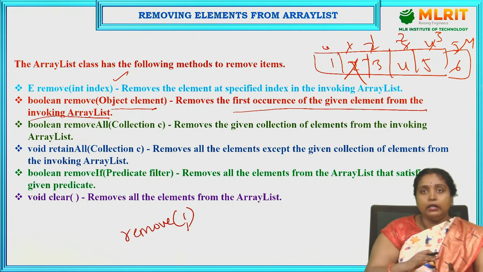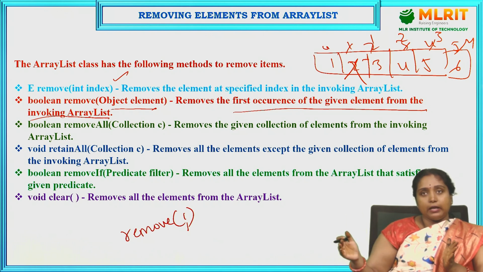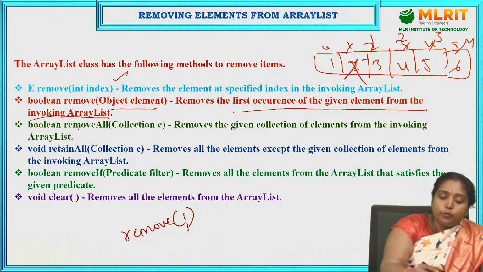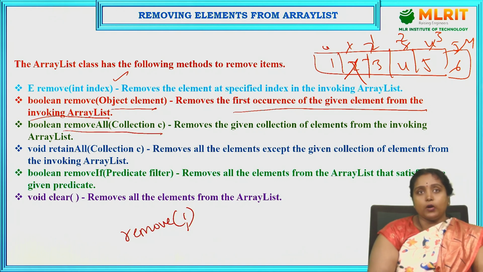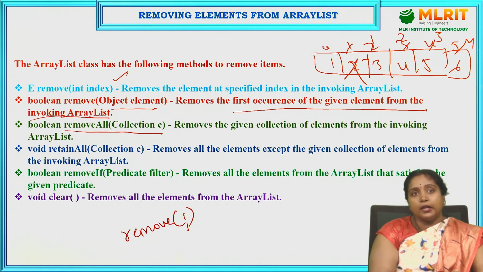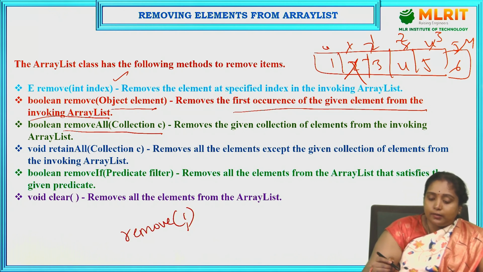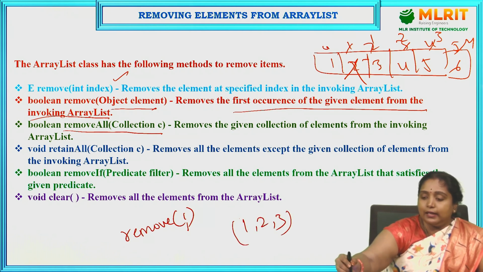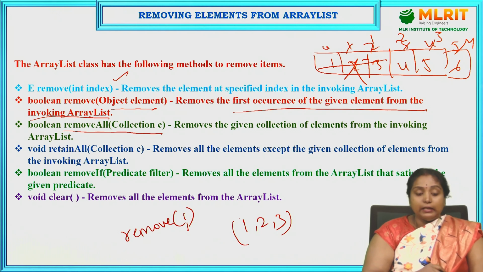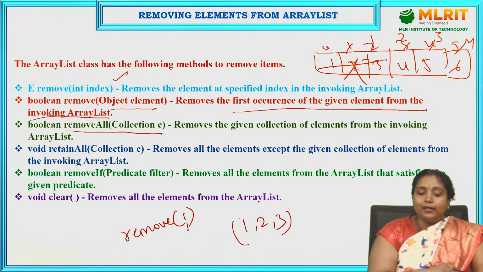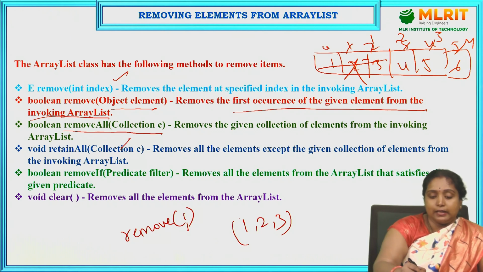If I have the same number multiple times, remove will remove the first occurrence of the given element. If I want to remove n number of elements at a time, I have to use the removeAll method. If I give a collection of elements consisting of 1, 2, 3, it will remove all these elements at a time. And retainAll: it removes all the elements except this particular collection.